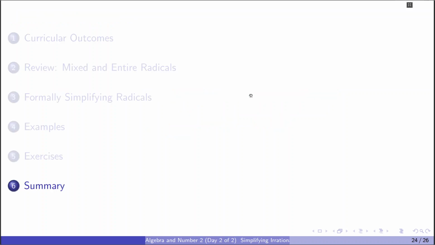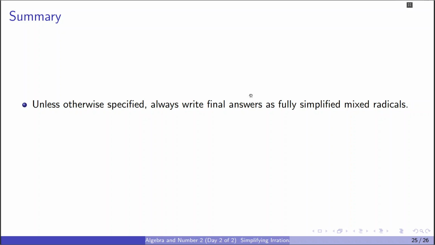All right, in summary, unless otherwise specified, always write your final answers as fully simplified mixed radicals. That's part of the simplification process, just like we expect you to write 1/2 and not 3/6 when you're dealing with fractions. Reversing that simplification makes entire radicals. Probably an easier process because you don't have to do any factoring. It's just multiplication.